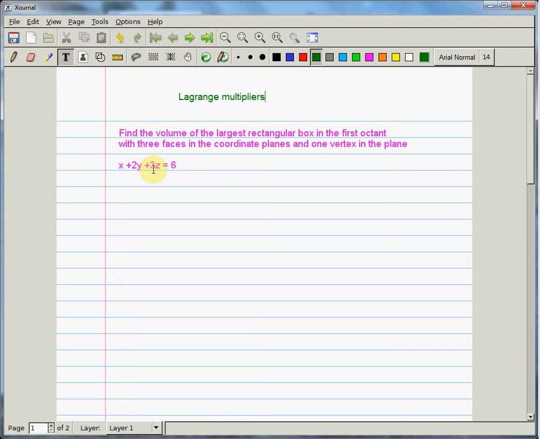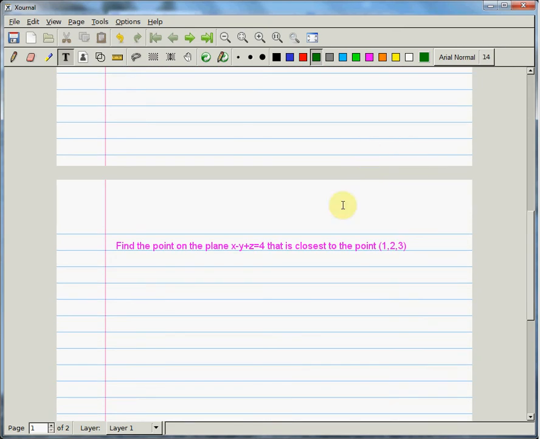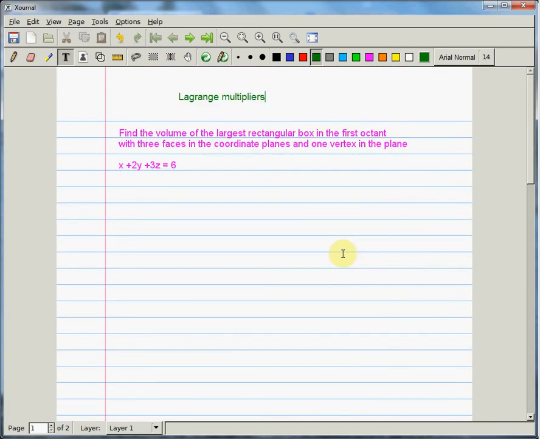And there's another one down below, so you could just fast forward if you want to see that one. And I should show it to you, but there it is. It says find the point on this plane that's closest to the point (1, 2, 3). So those are the two problems that we're going to do, and we're going to use the method of Lagrange multipliers.